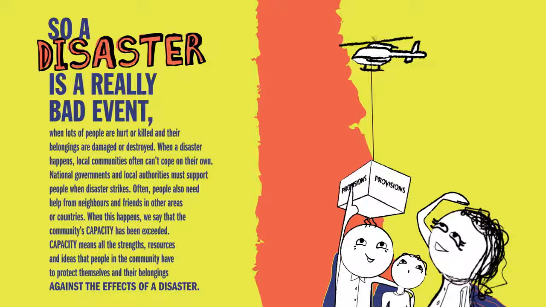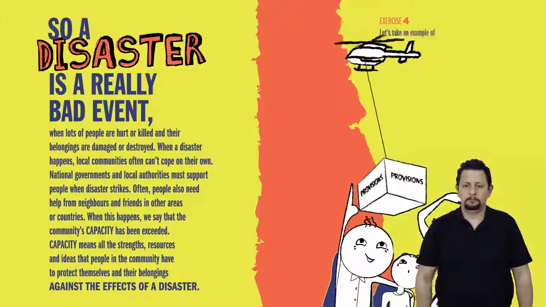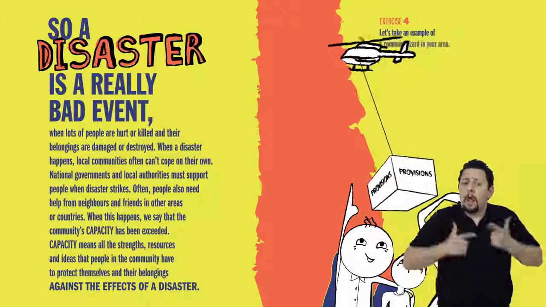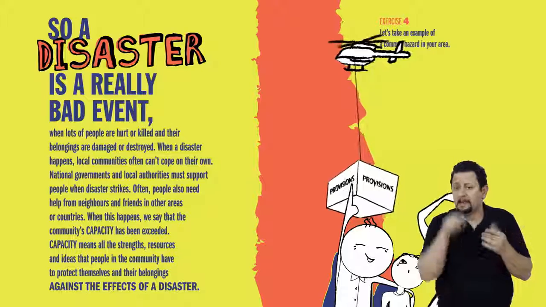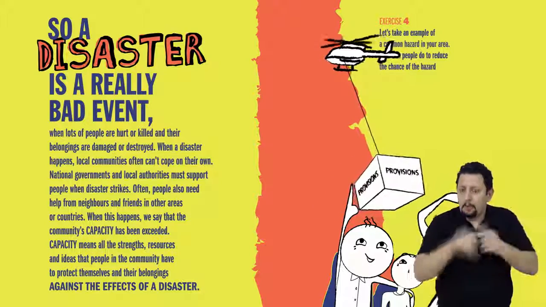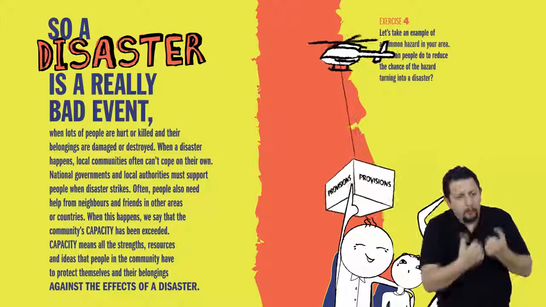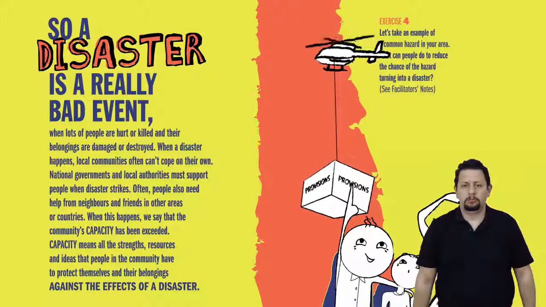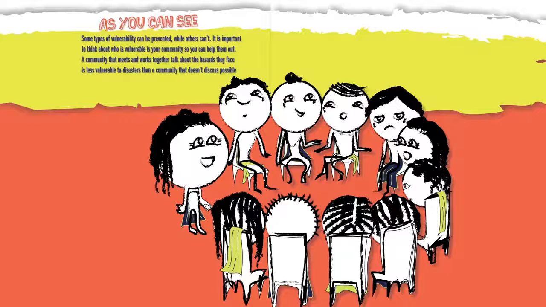Exercise 4. The question is located on the left. On the right, a rope is tied to a provisions crate suspended from a helicopter. Under it, a woman, a man, and a kid looking at the helicopter. Let's take an example of a common hazard in your area. What can people do to reduce the chance of the hazard turning into a disaster? See facilitator's notes. On the picture of the question, a dozen people sitting on chairs arranged in a circular pattern. They are turned to a standing woman.